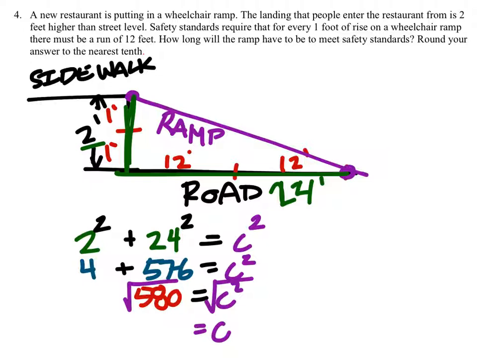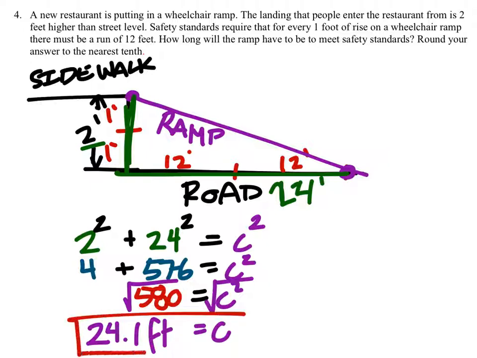Now it says to round to the nearest tenth, right? So let's go ahead and put it in the calculator. All right, so I got 24.1 foot. So it was something like 24.08, yeah. But it did say to round to the nearest tenth, so we're going to call that good.